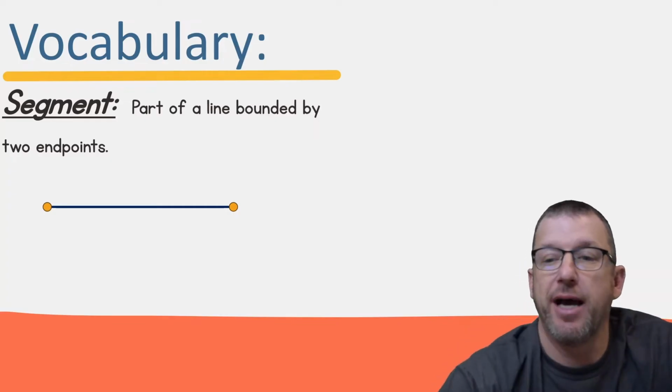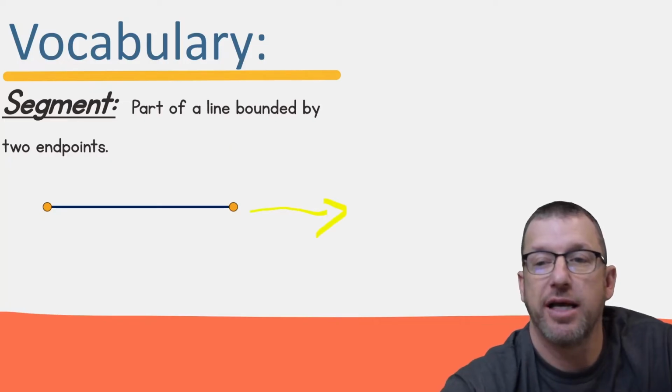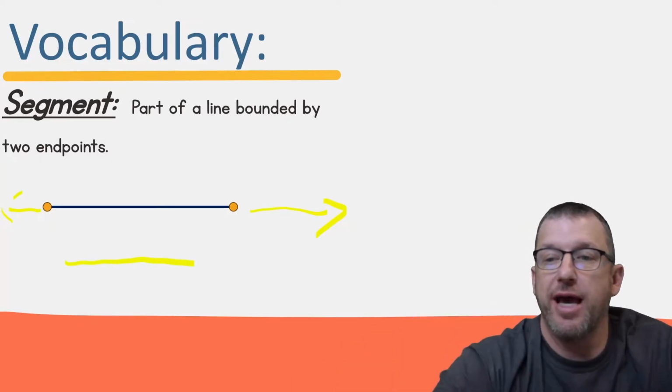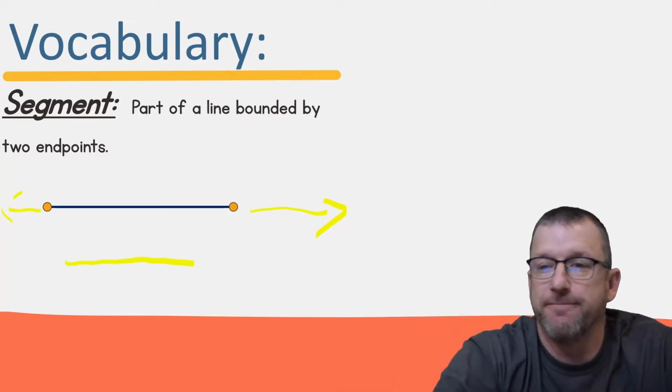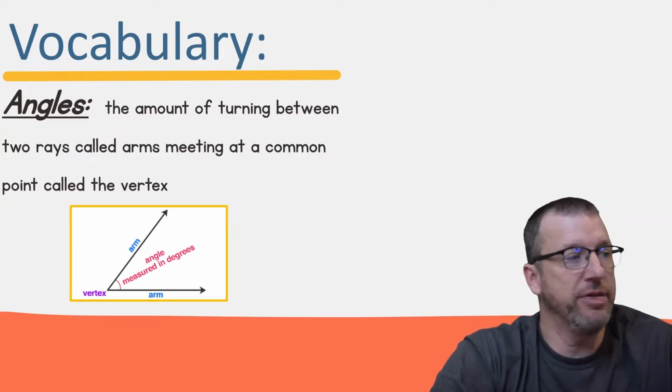So what it means when they say part of a line that's bounded by two endpoints is it doesn't keep going. All right, this line stops where those two endpoints are. So a line segment looks like that and does not go on forever. Angles, that's the amount of turning between two rays.